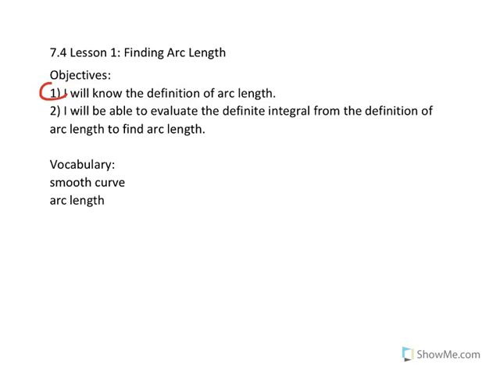So today we looked at the definition of arc length, and we used it to find arc length for the examples that we looked at. Tomorrow we're going to look at the derivation of the definition of arc length.